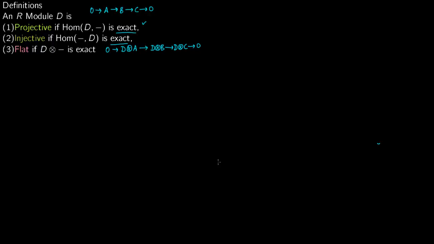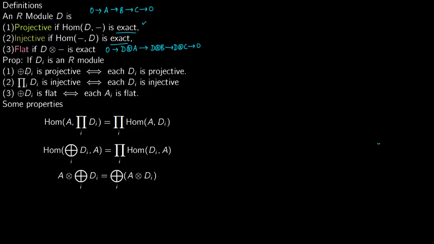Now there are a bunch of results which we want to talk about. The direct sum of the D_i is projective if and only if each D_i is projective. So let us prove this result. This result is going to use this property right here. This is natural, you just take each of the maps phi_i from D_i to A, and you put them together in the direct product sense.